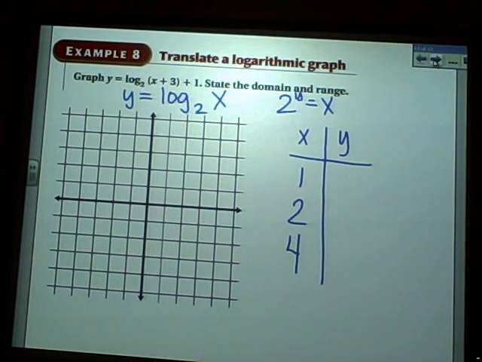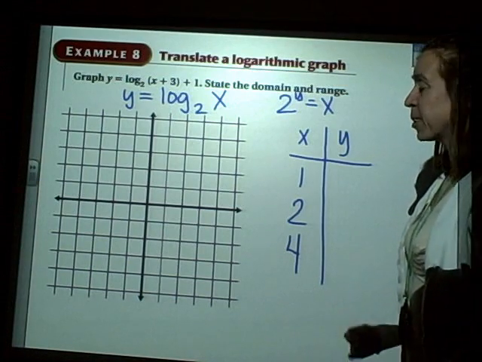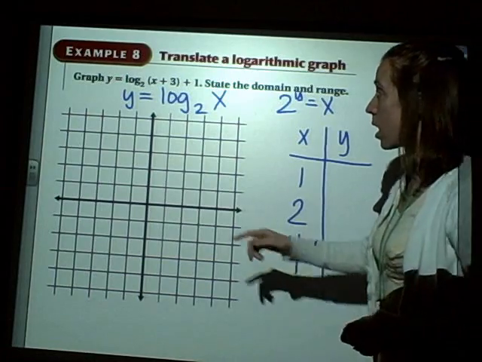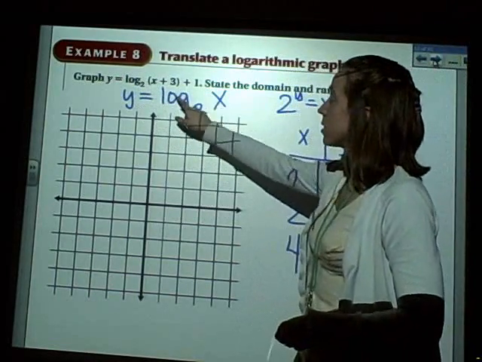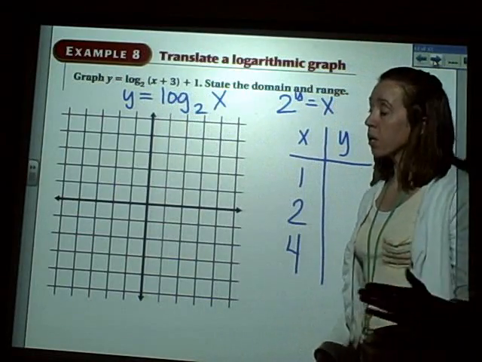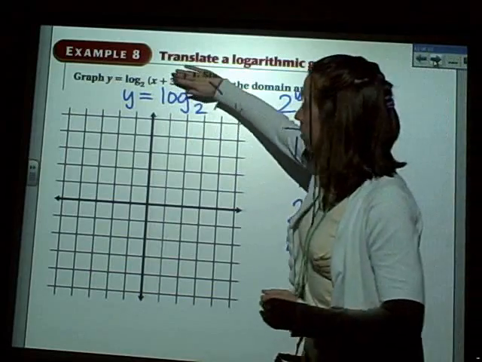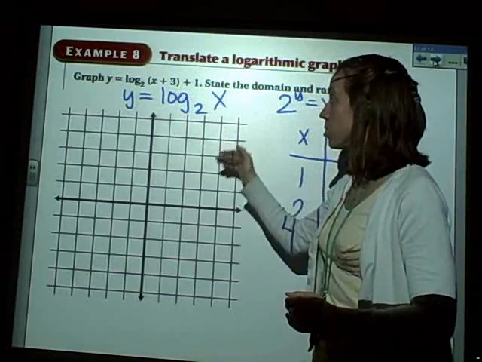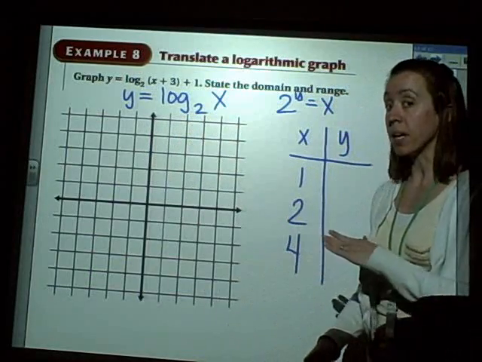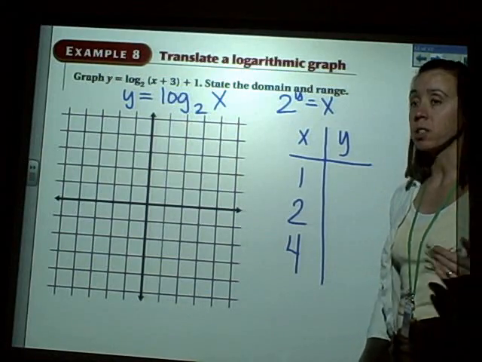Okay, so here is our last example. We're almost done. We want to graph a little more complex of a logarithm. When we want to graph the log of a function like this that has that x plus 3 and a plus 1 at the end, again, we just want to make it a simpler function. We took off the plus 3 and the plus 1 and changed it to y equals log base 2 of x, making it simpler.